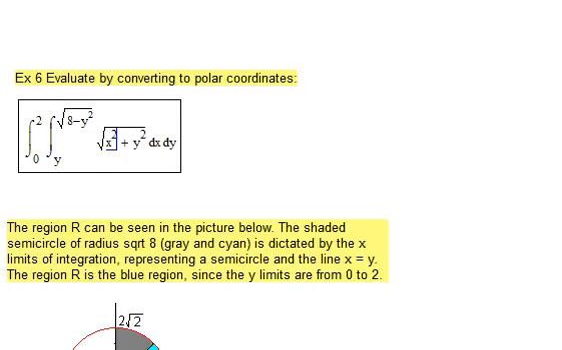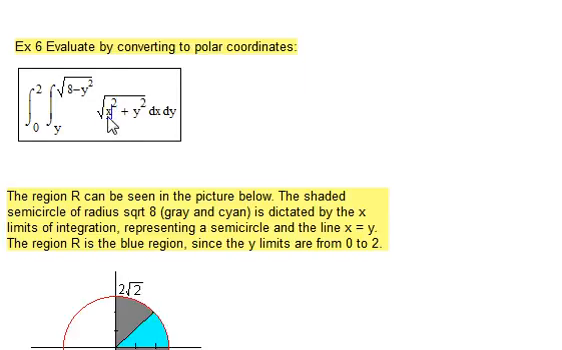So we first have to look at exactly what is the region described by these limits of integration. Y goes from 0 to 2, and x goes from y, that would be the line x equals y, to the semicircle x squared plus y squared equals 8, semicircle of radius 2 square roots of 2.